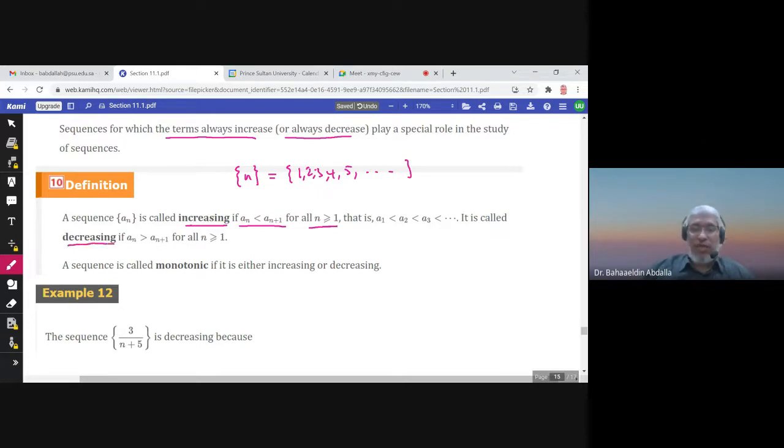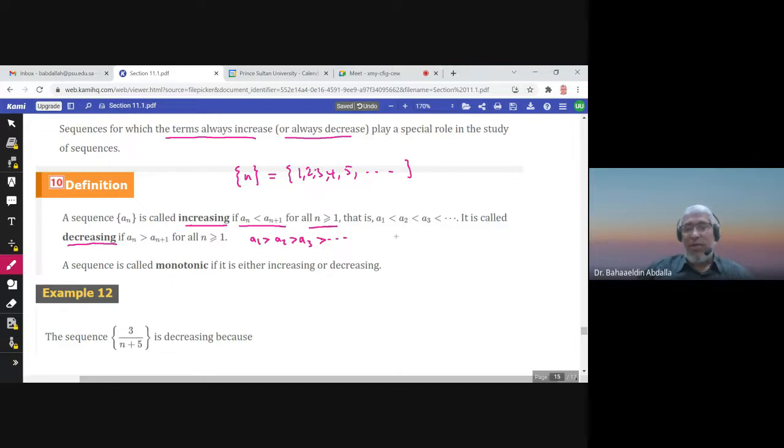The sequence would be decreasing if an is greater than, not less than. So the nth term is greater than the term after it, the n plus 1 term, for all n greater than or equal to 1. So what would happen here? a1 is greater than a2, and a2 is greater than a3, and so on. So the highest or the greatest term here would be a1 because it's greater than all other terms.